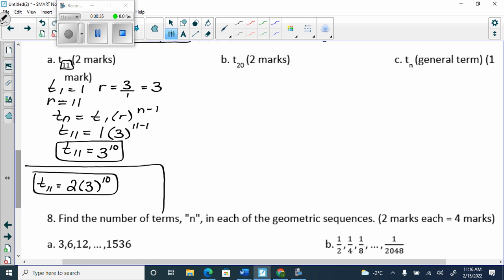Why? Let me prove it to you. Go 2 times 3 to the 10. Type it into your calculator just like that. 2 times 3 to the 10. So you're typing in 2 times 3 to the 10.